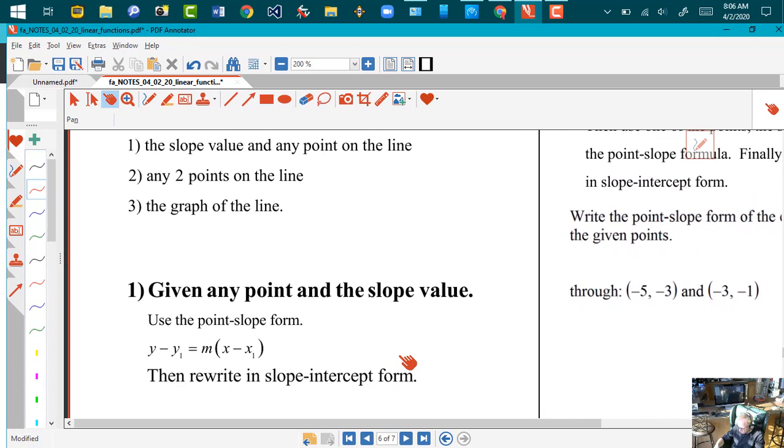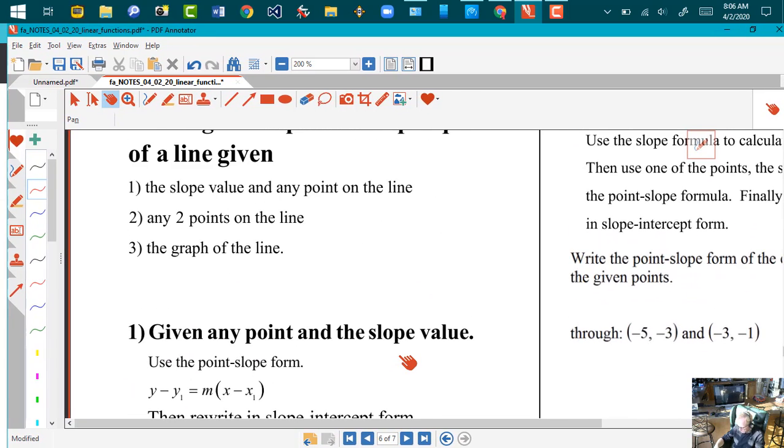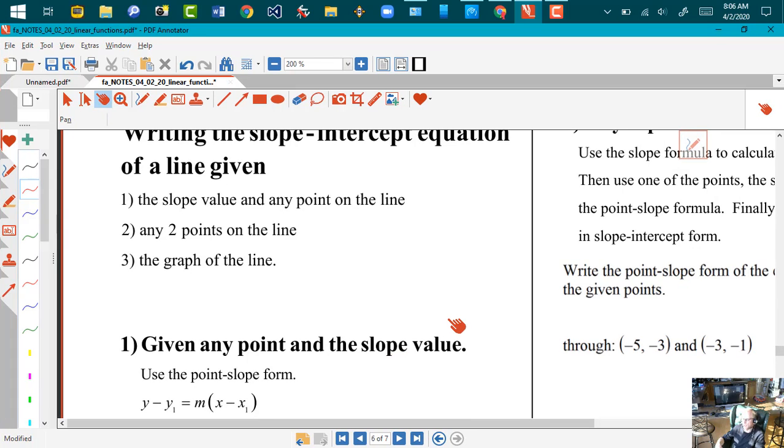Okay, so writing the equation of the line, if you're given different kinds of information, it may be easier to do it one way than the other. So frequently you'll know the slope and a point. Obviously you just use the point slope form because with a slope and the point, you substitute the values into the point slope form, which is y minus y1 equals m times x minus x1. Any 2 points on the line, this is an important one to be able to do, and the graph of the line itself.